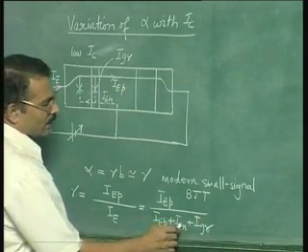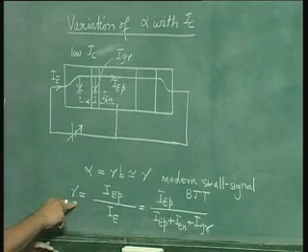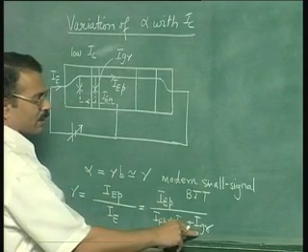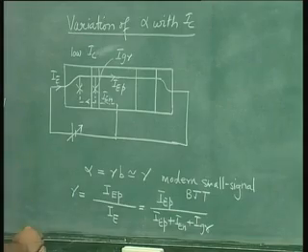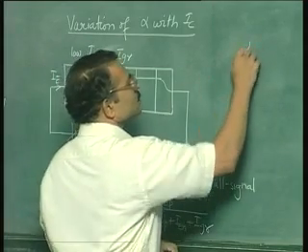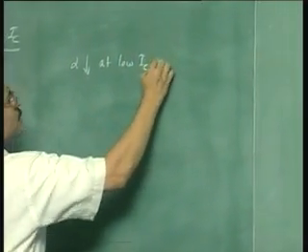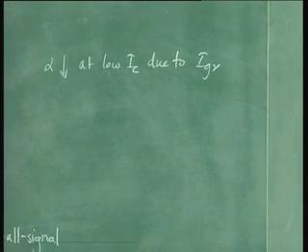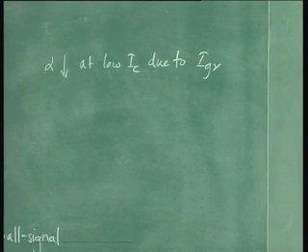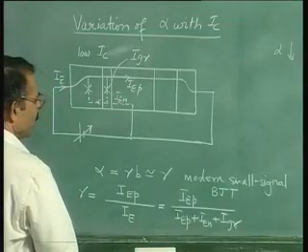So far we had neglected this IGR, whereas if you want to find out the gamma at low currents, then IGR should be taken into account. That is why the gamma is low, and since gamma is low, alpha is also low. So alpha is low at low IC due to IGR. Now at very high values of IC, again alpha is low, and that is because gamma is low. Why? Let us see why.